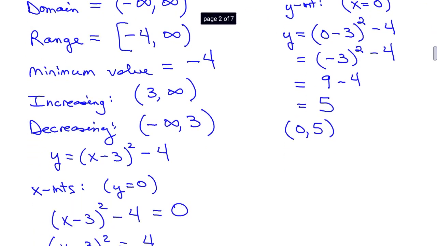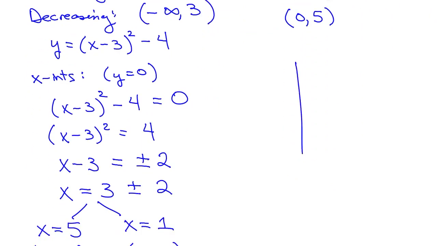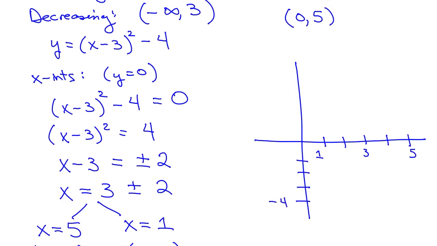Finally, we can sketch a more accurate graph based on all of this information. So first, I know the vertex is at (3, negative 4). I know we have an x-intercept at (1, 0) and at (5, 0). Remember that the x-intercepts are the points of the parabola that pass through the x-axis. We also have a y-intercept at (0, 5). Recall that the y-intercept is the point that passes through the y-axis. And from this, we can sketch the parabola.